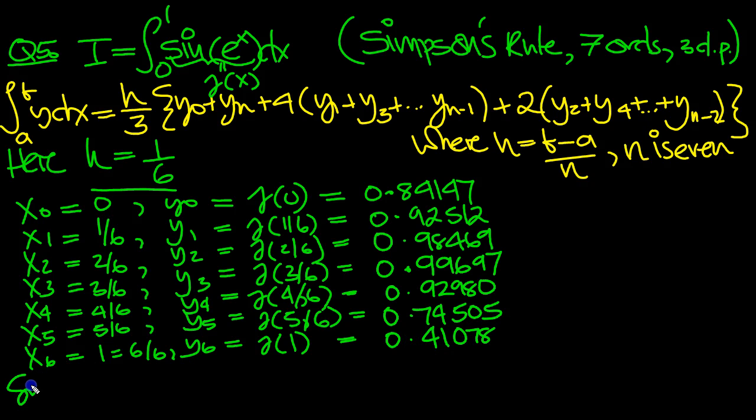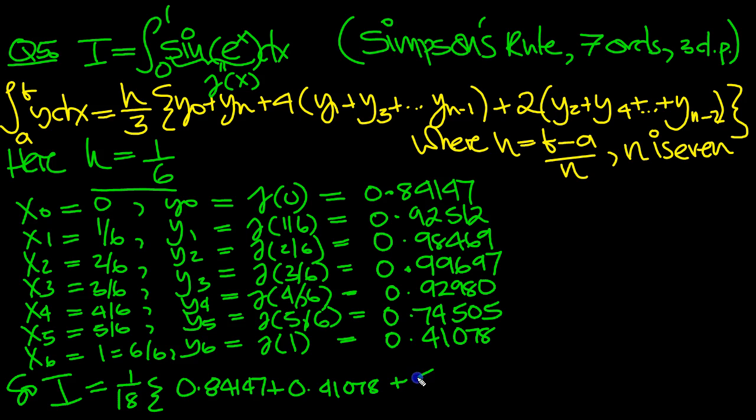There's our values. So the integral then is equal to h over 3. 1/6 over 3 is 1/18, isn't it? Open bracket. The first and the last added together, 0.84147 plus the last, 0.41078, plus 4 times the odd entries. So there's an odd one, y1, y3 and y5, and these are the odds. So these three numbers need to be added together.